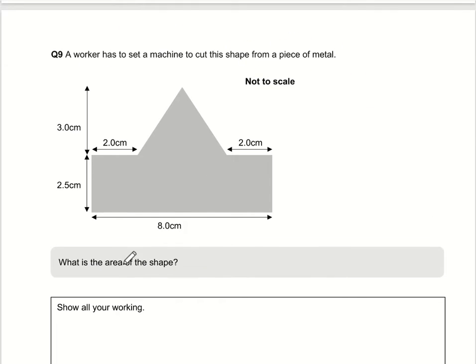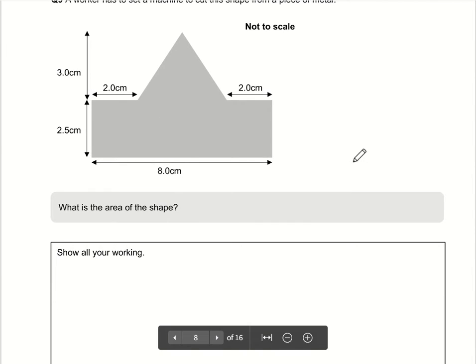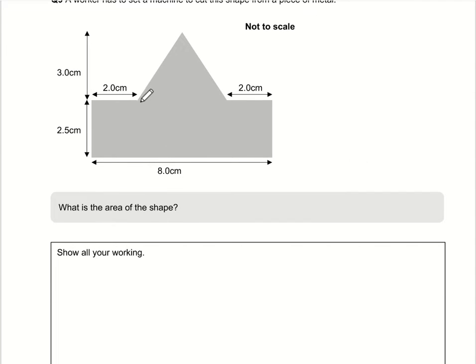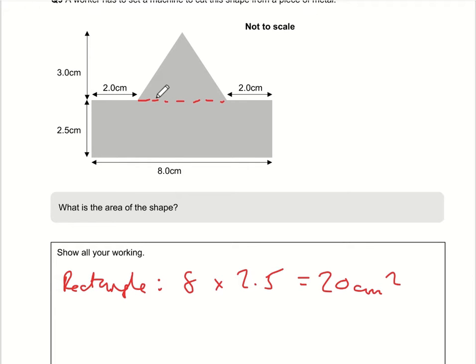Okay, question 9. A worker has to set a machine to cut the shape from a piece of metal. What is the area of the shape? So what we've got here is a rectangle and a triangle. The area of the rectangle is simply 8 multiplied by 2.5, which is 20 square centimetres. And for the triangle, it's base times height divided by 2.